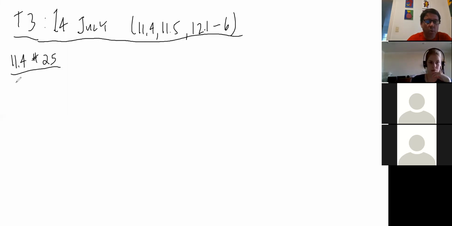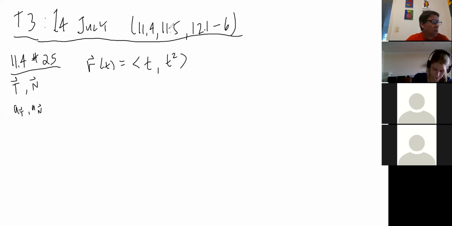So 11.4 was on the T, N, a sub t, a sub n. So it's all about the tangent and normal vectors and how they break down the acceleration vector into different components. This one was not algebraically too difficult. In fact, r of t is just the parabola t and t squared, on the interval from -1 to 1, and then the question is figure out these things when t is 0 and when t is 1. So sort of on the picture, what's happening.